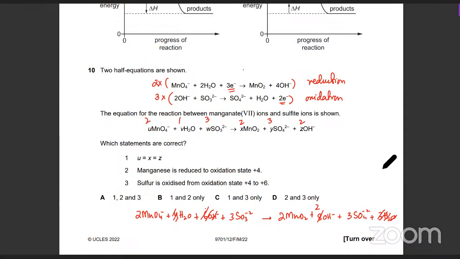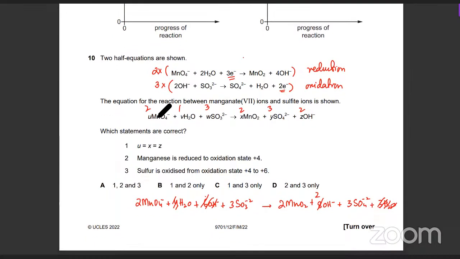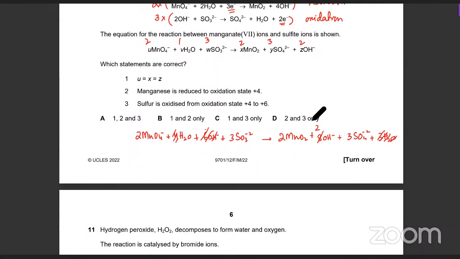Sir, I think all of them are correct, so it's A. Sulfur is oxidized from +4 to +6. It is. Manganese is reduced to a state of +4. That's +4, this is +7. U, X and Z, they are exactly the same. Everything is correct.